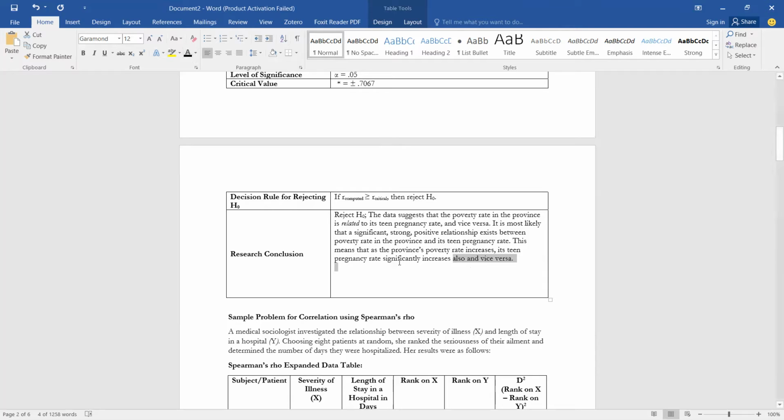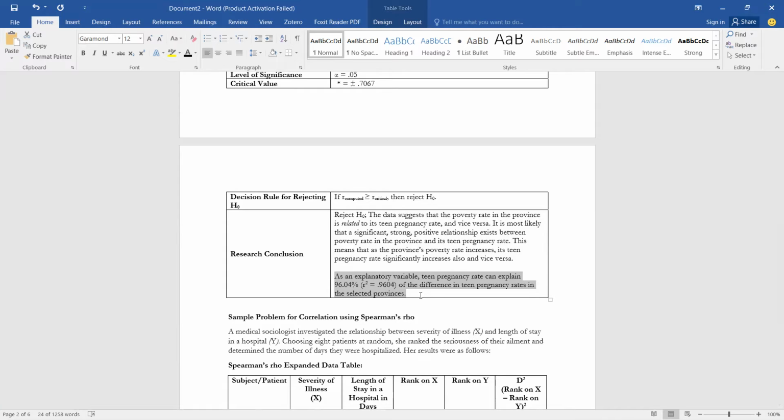Okay, and also vice versa. Now, to add more layers to our interpretation, we need to interpret the coefficient of determination, the variance. So as an explanatory variable or as a criterion, or as a predictor, sorry, teen pregnancy, is it a predictor? No, it's a criterion.